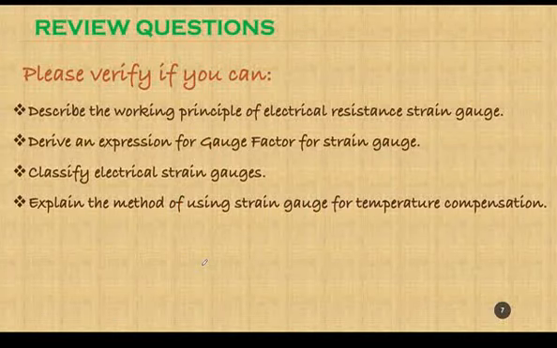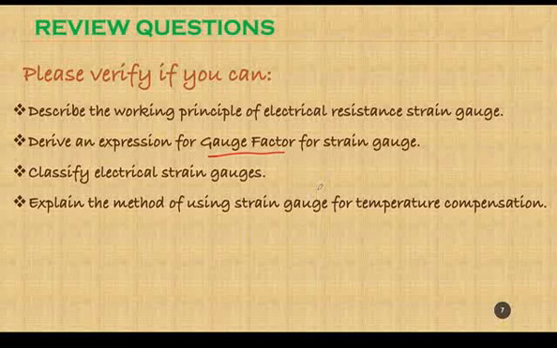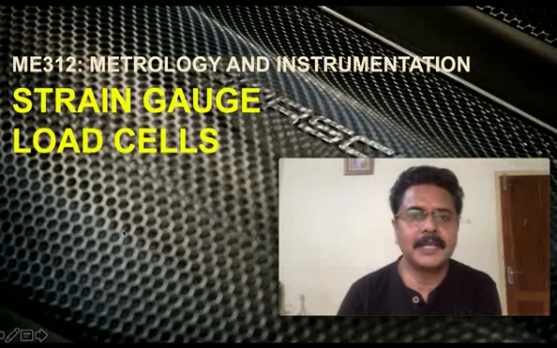Now it is time for a review. Can you describe the working principle of electrical resistance strain gauge? Can you derive an expression for gauge factor for strain gauge? Can you classify electrical strain gauges: bonded, unbonded, semiconductor, etc.? Can you explain the method of using strain gauge for temperature compensation? We have seen the orthogonal property of the strain gauge for temperature compensation. Please review the content of strain gauge now.